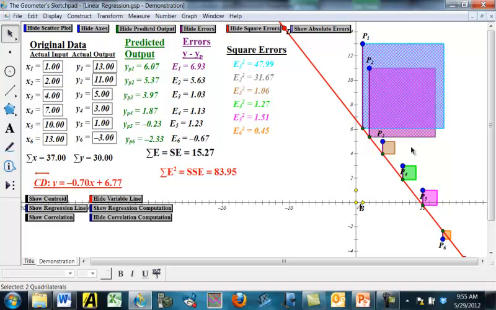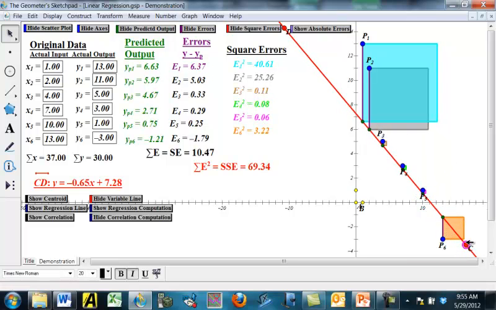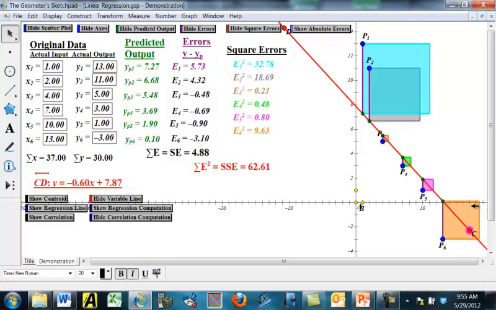Okay, so there's one, there's another one, and so there are 6 of these squares, and we add up those errors, and that's what we have right here, the sum of the square errors, SSE. And so that's our measure of how good a fit this is. So what we want to do is take this and manipulate the line. Now, can we get a smaller SSE?